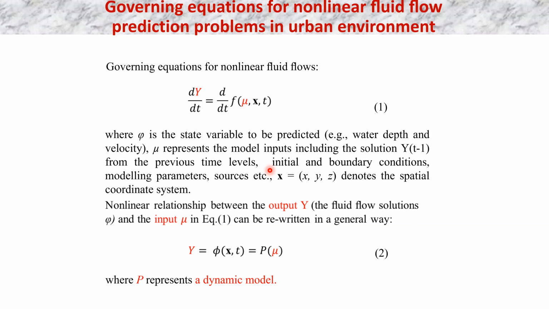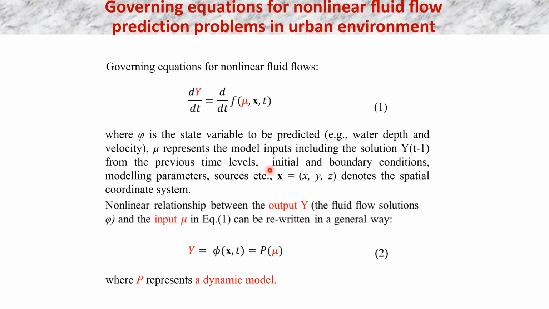We rewrite equation one as equation two, in a very general way. Basically mu is the input, y is the output, and p represents the relationship between the input mu and y. So what happens with the machine learning model? You have a lot of data, and this data can represent the relationship between mu and y, input and output.